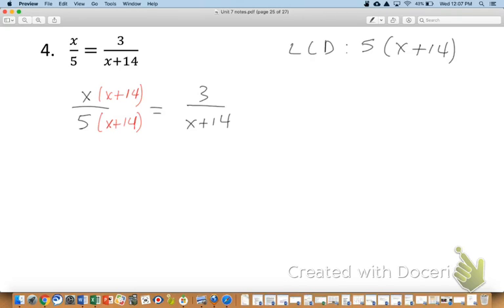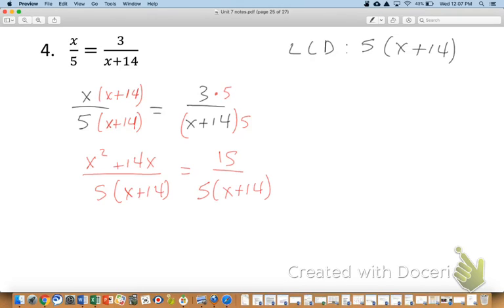And then, Kyrie, what about the right fraction? There you go. So multiply by 5, multiply by 5. So that'll give me x squared plus 14x over that common denominator equals 15 over that common denominator. So it's at this point we can do something that's going to make this a lot easier. What's that?